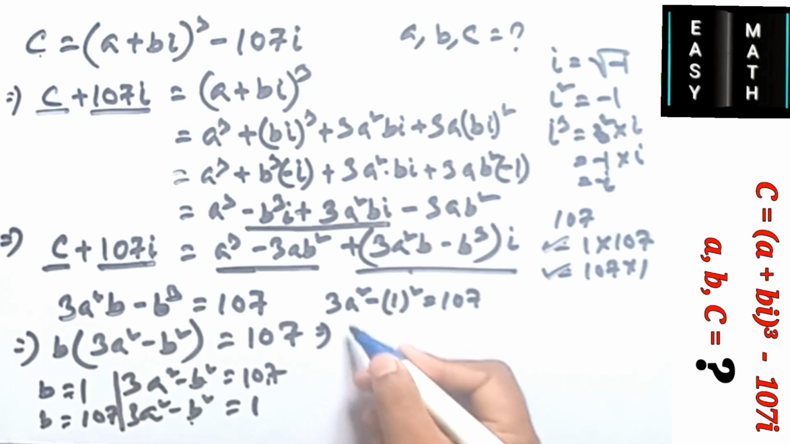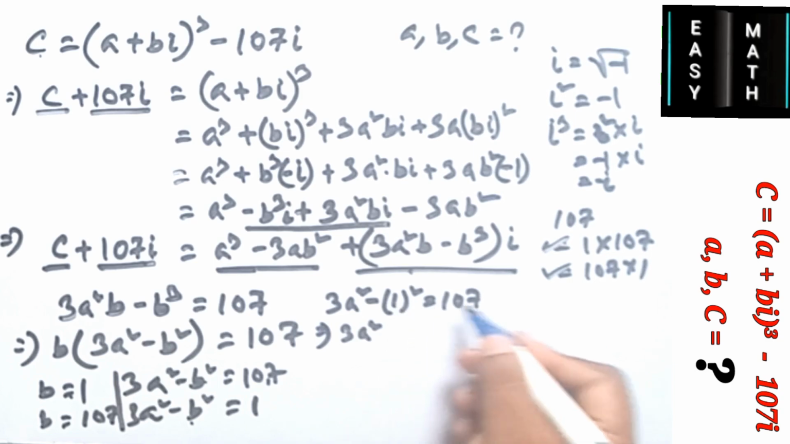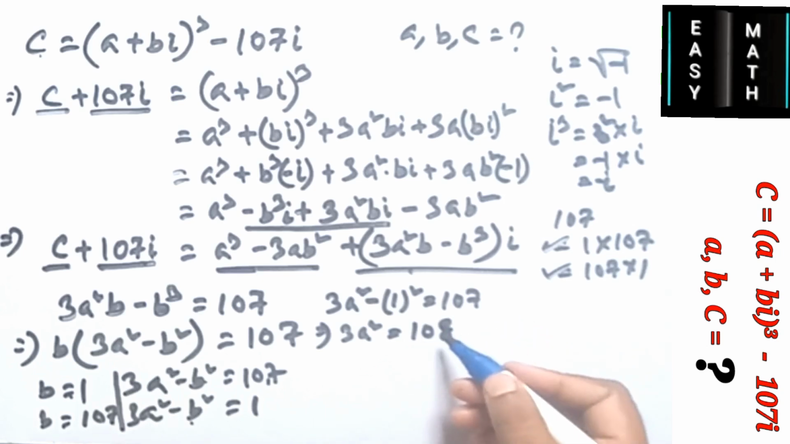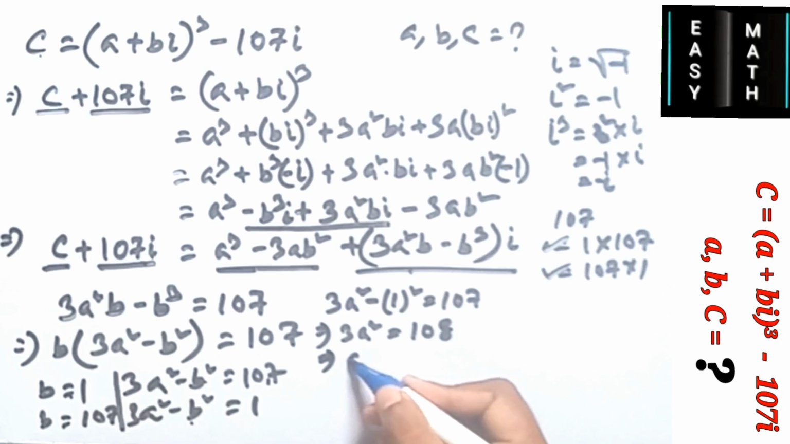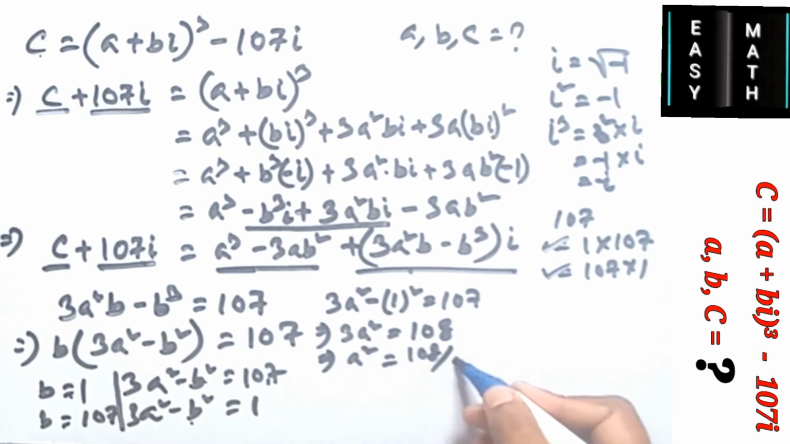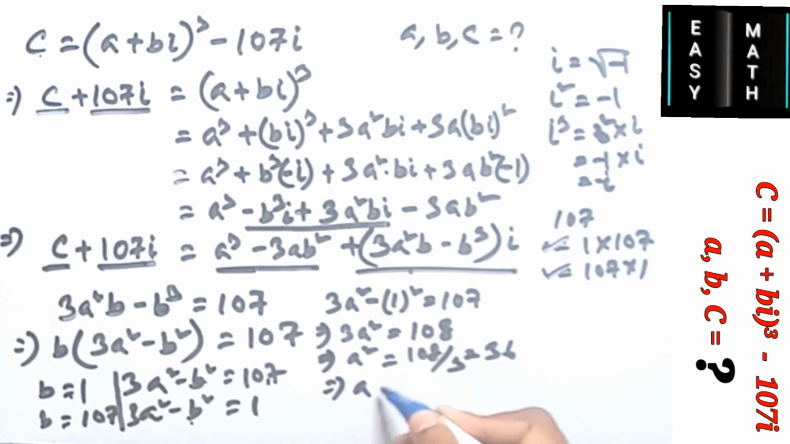So this 3a squared, this is 1 squared is 1, so plus here, and this is 107, 108, and so there a squared is equal to this 108 divided by 3, and this is 36. So a value is 6. From there we can find out this a value. The a value is 6.